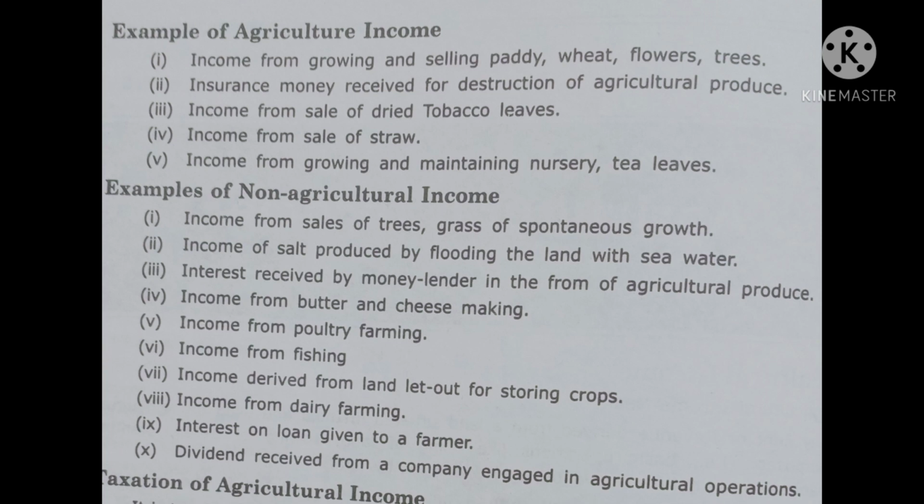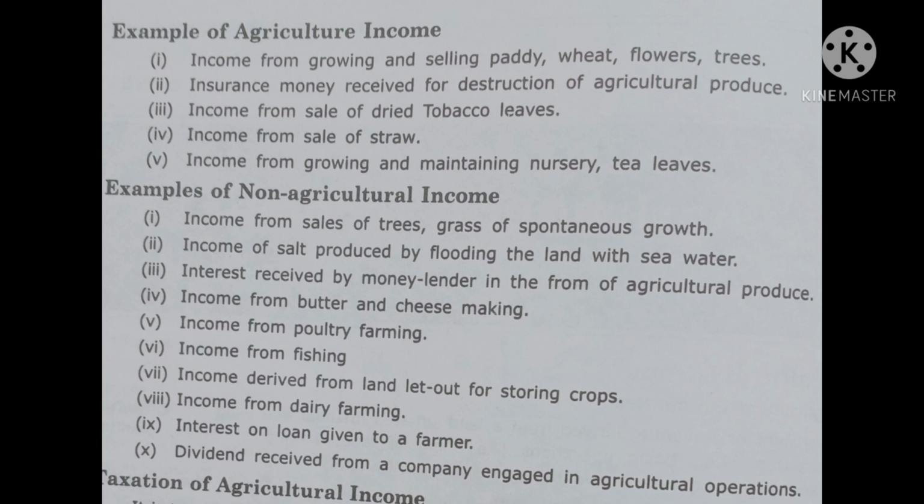Then income from salt produced by flooding the land with seawater. By using the seawater, if you produce salt, that is not agricultural income. Then interest received by a money lender in the form of agricultural produce. If you have given money to some other person on interest for agriculture, even that doesn't come under agriculture, it is non-agriculture. Then income from butter and cheese making. Butter and cheese making is from milk, that is dairy farming, so it doesn't come under agricultural income. Then poultry farming. Poultry farming means growing hens, sheep and all, even that doesn't come under agriculture.